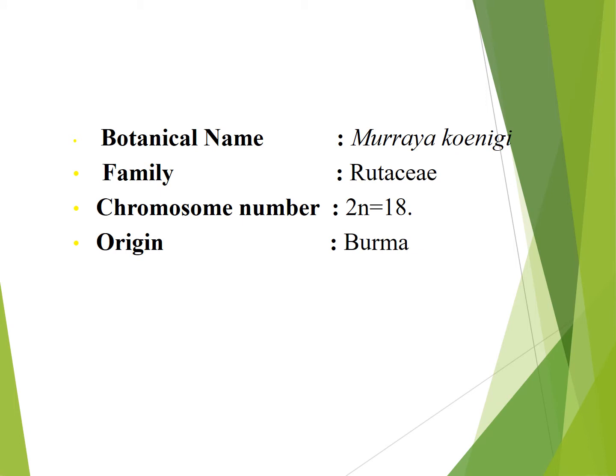The botanical name of curry leaf is Murraya koenigii. Its family is Rutaceae and the chromosome number is 2n = 80. It originated from Burma.